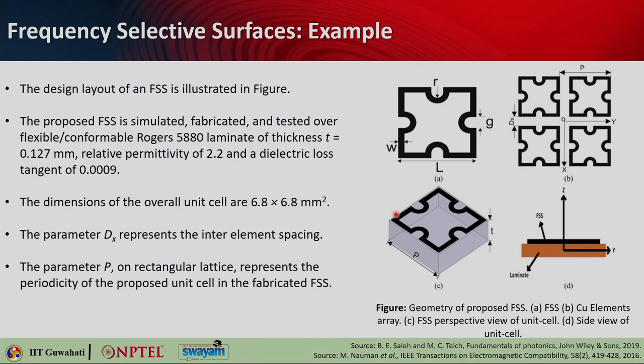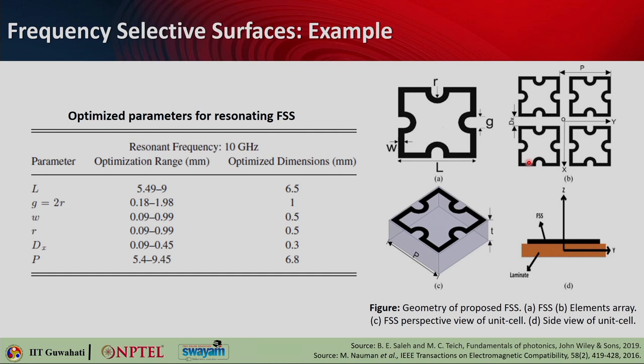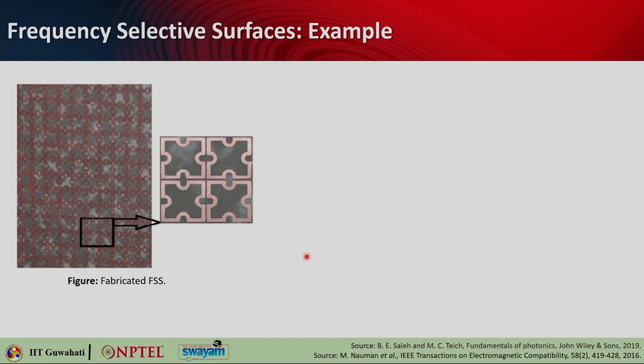What I am showing here is a design of an FSS and what the response will be. We are putting this parameter P on a rectangular lattice. That tells you about the periodicity of the proposed unit cell in this fabricated FSS. Then, you want a resonating frequency at 10 gigahertz, so you optimized all these physical parameters: L, G, W, R, DX and P. These are the ranges over which they were optimized, and these are the optimized dimensions of the FSS that have been obtained.